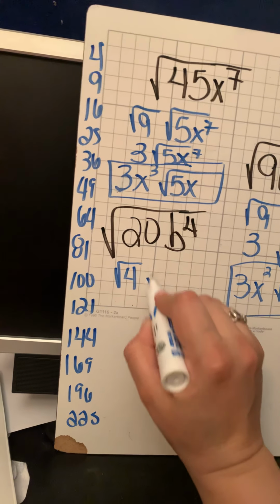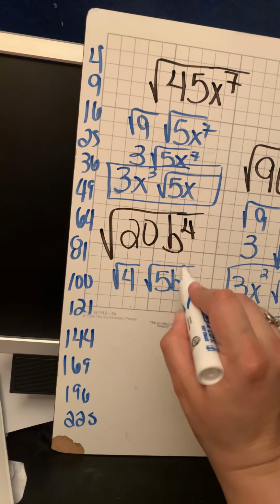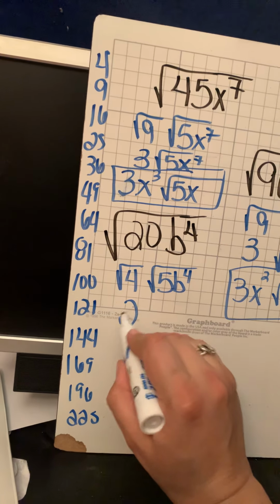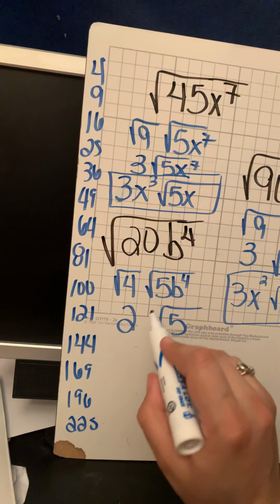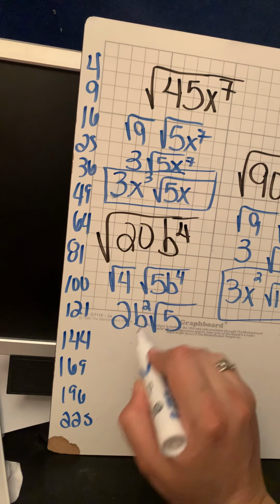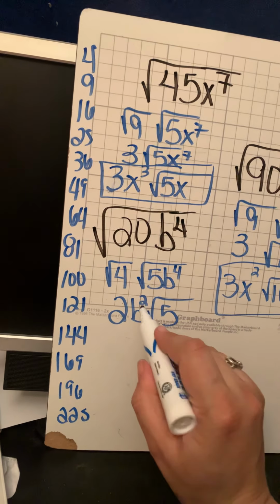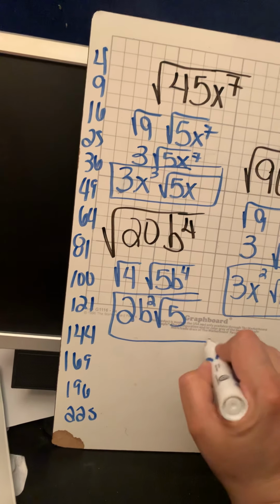Square root of 4, square root of 5, b to the 4th. Square root of 4 is 2. How many times does 2 go into 4? Twice, evenly. No remainder, nothing left over. Simplified.